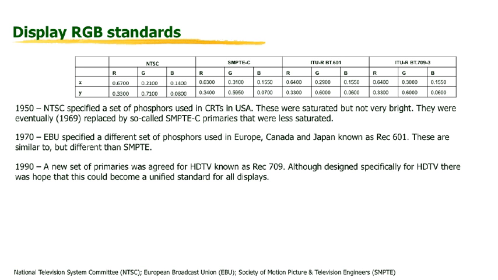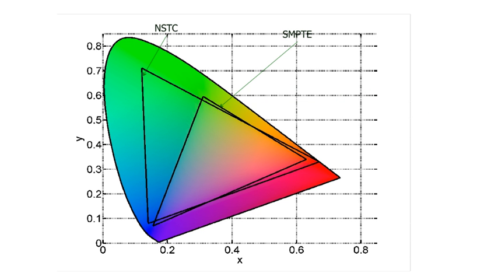Meanwhile, the European Broadcasting Union was specifying its own set of phosphors used in Europe, Canada and Japan, known as Recommendation 601. And then in 1990, a new set of primaries was agreed for high definition TV, known as Recommendation 709. And this table shows the CIE chromaticity coordinates of the four different primary systems I just mentioned. And you can see they're all different.